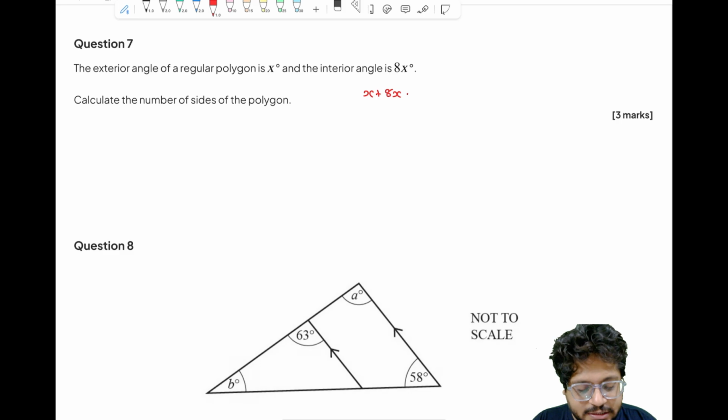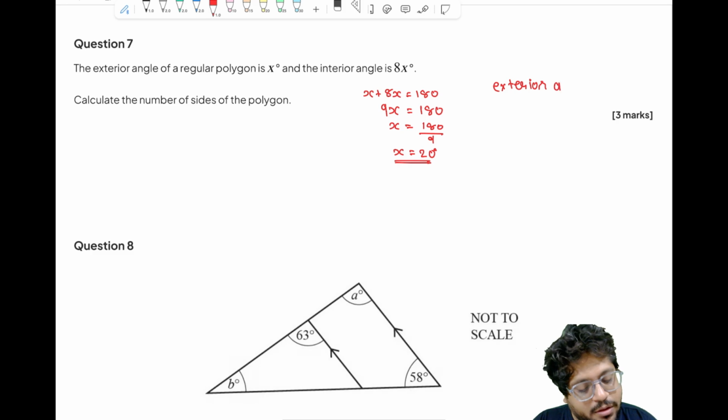x plus 8x is equal to 180. So 9x is equal to 180. So x will be equal to 180 upon 9, which is 20. So x is 20 degree, that means exterior angle is 20 degree. Exterior angle is x, so that is 20 degree.